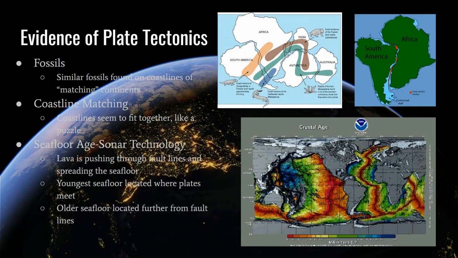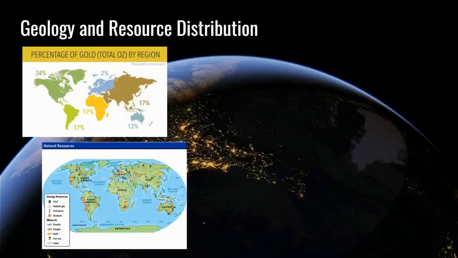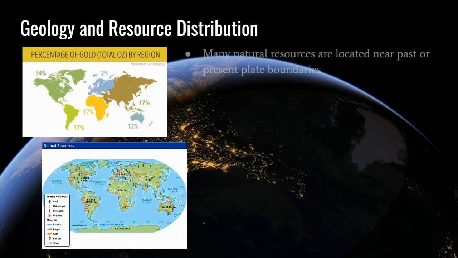Okay, so again, the youngest seafloor is located where the plates meet. The oldest seafloor is located further from fault lines. So all of this, these three pieces of evidence really support that plate tectonics is how the Earth kind of functions. Now, this plate tectonics has pretty significant impacts on geology and resource distribution.